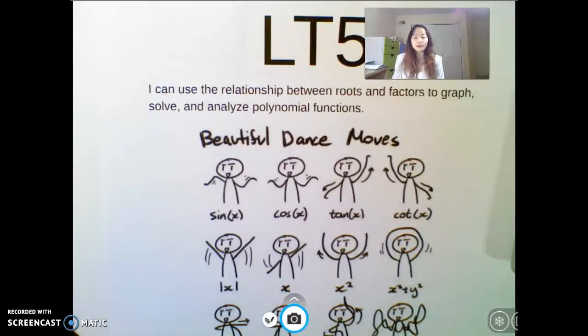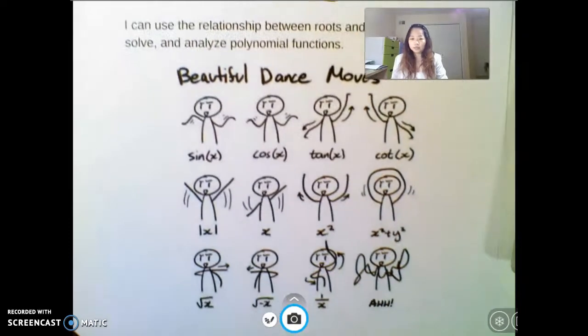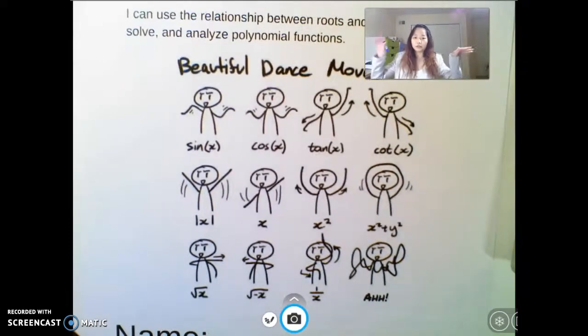So we are starting a brand new learning target. It is learning target 5. And now we're going to use what we did in learning target 4, which is factoring, and use that to graph. It's going to be mainly about graphing and writing equations of the graph. So you see the beautiful dance moves? That's actually how the graph is going to look. Our polynomial graphs are very curvy, strange, and all over the place.